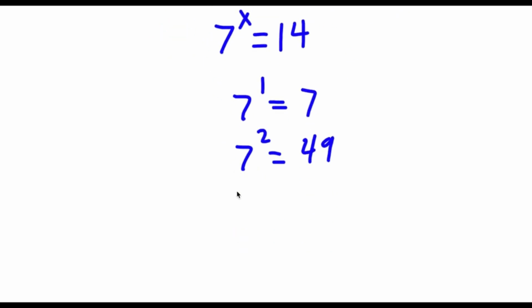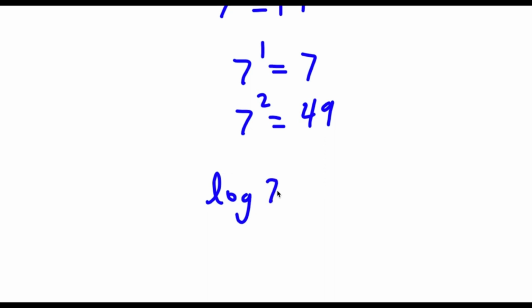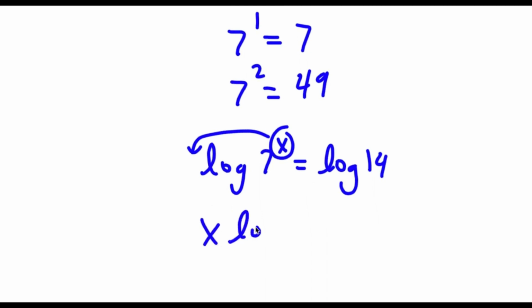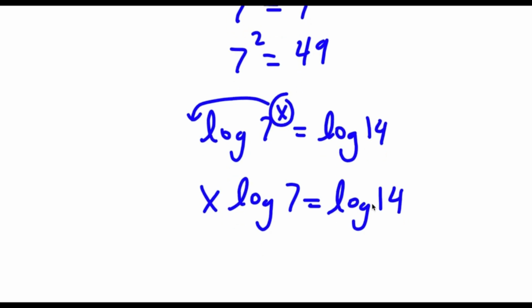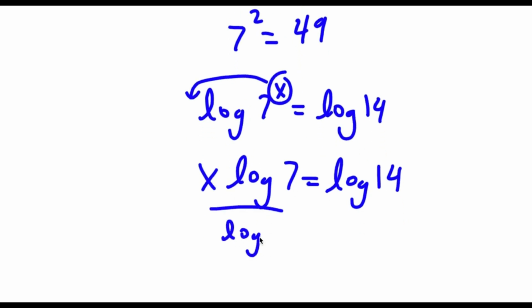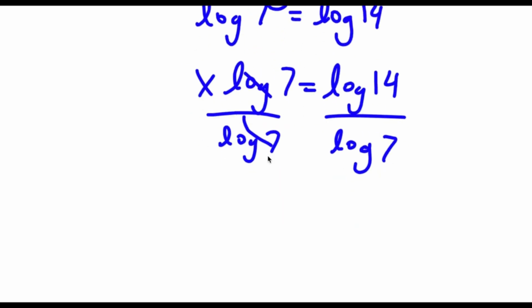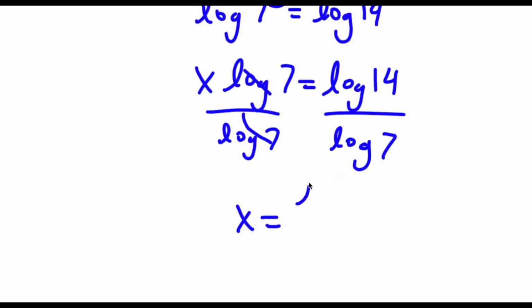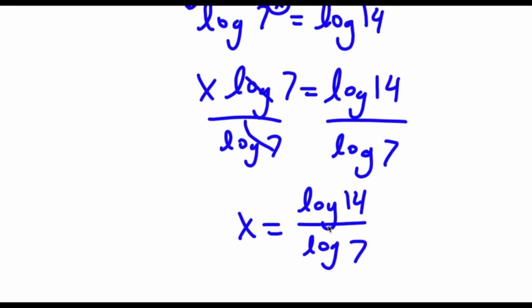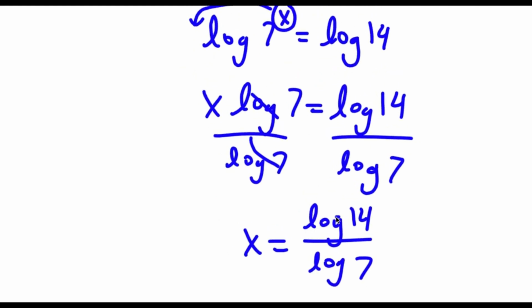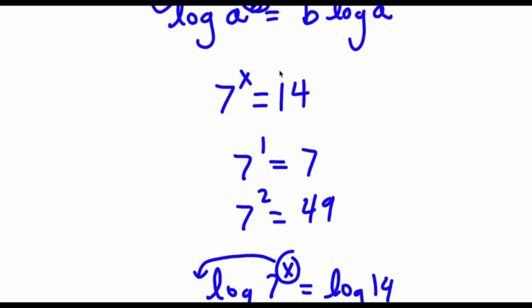So now if we change it by taking the log on both sides, now I can move x to the front, and now as you can see, x is a real term, and it's much simpler to solve for it. All I have to do is divide both sides by log 7. So now these two are out, and I have x is equal to log 14 over log 7. So it's actually really simple when you use this property.